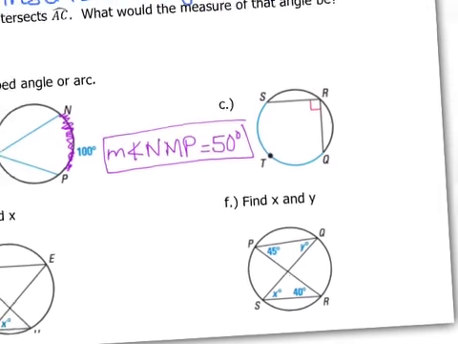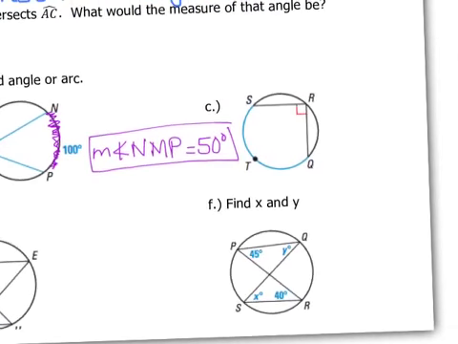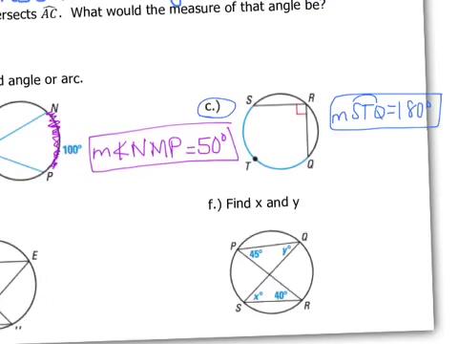All right, I would like you to do this last one on your own. You should have that the measure of arc STQ is 180 degrees. Notice that the measure of your angle is 90 degrees, so times 2 is 180.